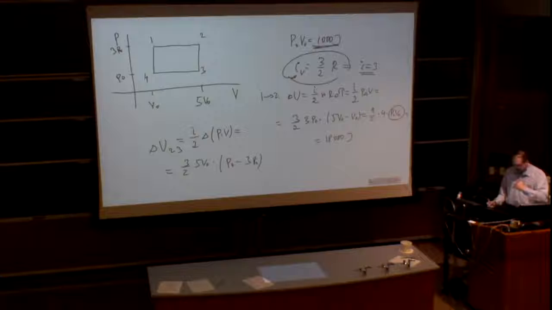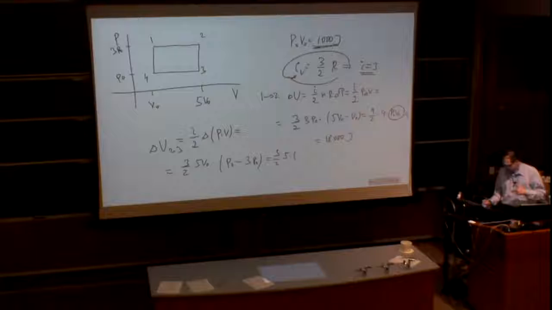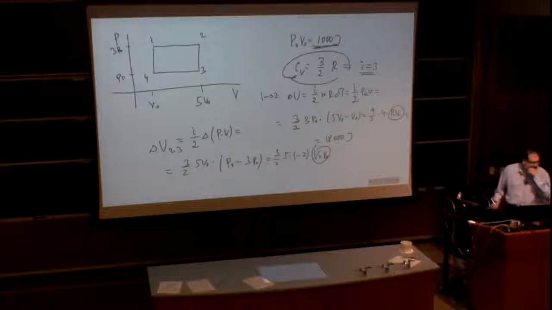Yeah, but we need to calculate final minus initial. So final will be the P3. And that's it. So again, it gives you 3 over 2, 5, 1 minus 3 is negative 2, and you end up having the same product, which is 1,000. Okay. Thank you.